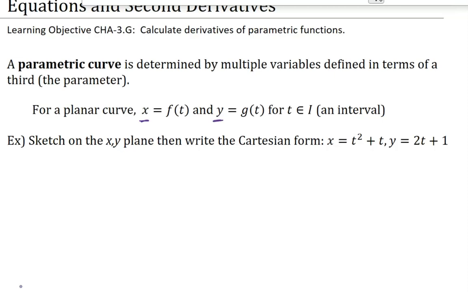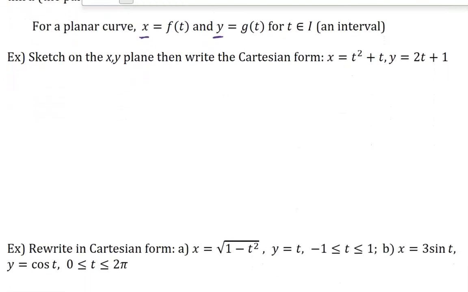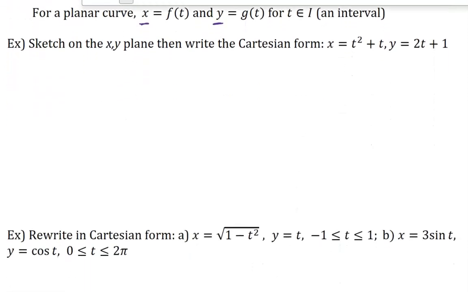Okay, so instead of having one function that models just the horizontal change over time and another that models vertical change over time, we can put those together parametrically and say x is a function of time, y is a function of time, and then we can graph those together in Cartesian form. Cartesian meaning our normal rectilinear XY plane, like the one we're familiar with.